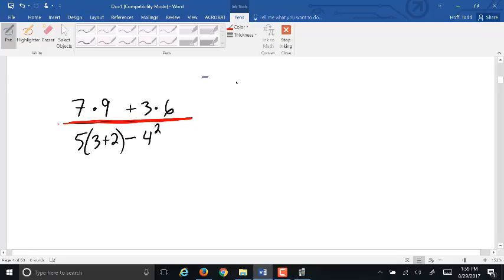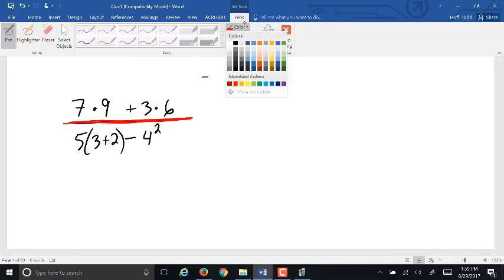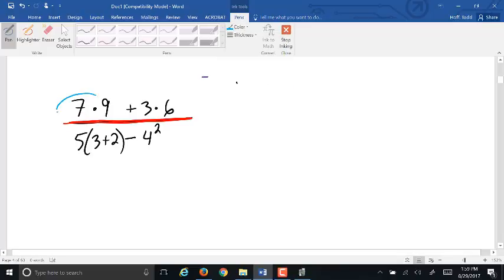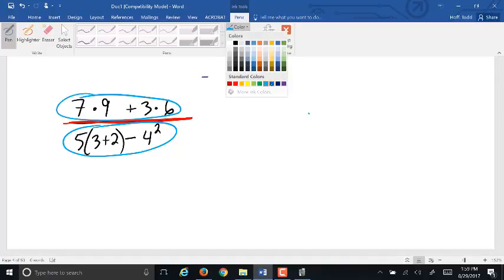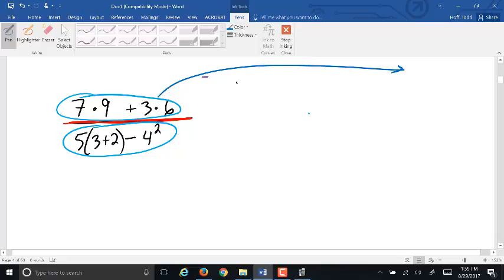Okay, division is what most people would say. It's called a fraction bar, and it does mean division. We are going to divide, but it's also an enclosing symbol. It's telling us that we have to do everything on top first, then everything on bottom, and then we can divide. It's separating one part of the problem from another. So let's start out by doing everything on top.